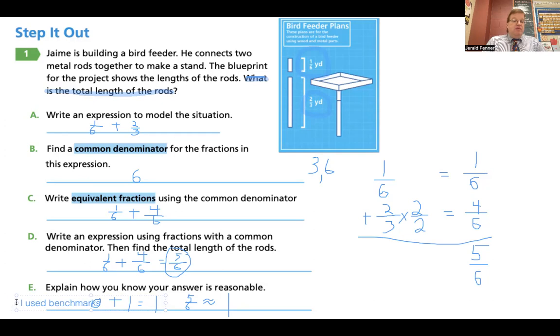Okay, and let me move this over. 0 and 1 to equal 1, and 5 is close to 1. 5/6 is close to 1. So that's how you explain whether the answer is reasonable.